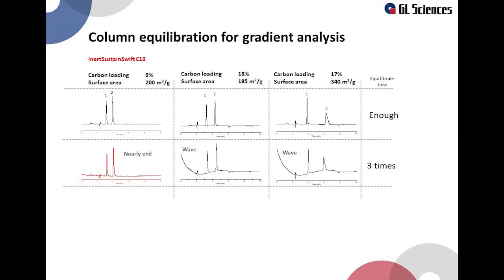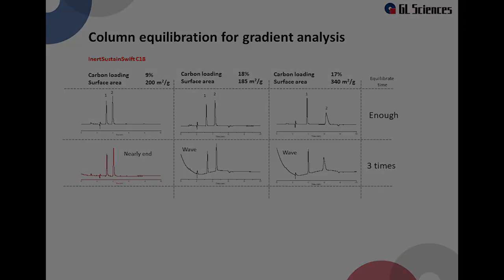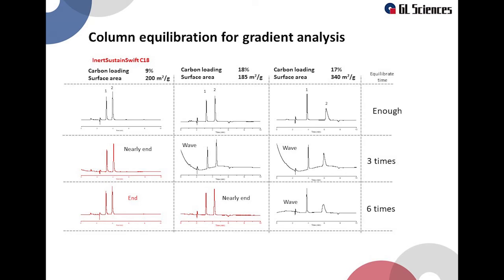After running 3 times the column volume for equilibration, the chromatograms look like shown here. The left column with a low carbon loading and a small surface area has the least baseline wave. The currently shown chromatograms are the result after equilibrating 6 times the column volume. The two small surface area columns on the left are almost equilibrated. We conclude that the equilibration time of columns with a small surface area is faster.